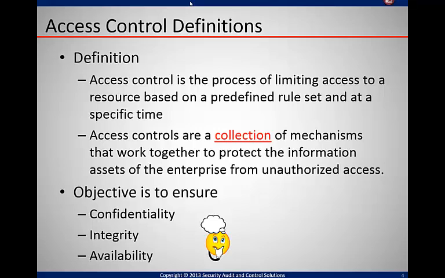Also, access controls are a collection of mechanisms that work together to protect the information assets of the enterprise from unauthorized access. The objective is to ensure confidentiality, integrity, and availability. And the Little Thinking Man identifies to us that we need to sometimes consider the threat at the same time. For example, and there are slides later explaining this exactly, for confidentiality the threat is disclosure, for integrity it is modification, and for availability the threat is destruction.